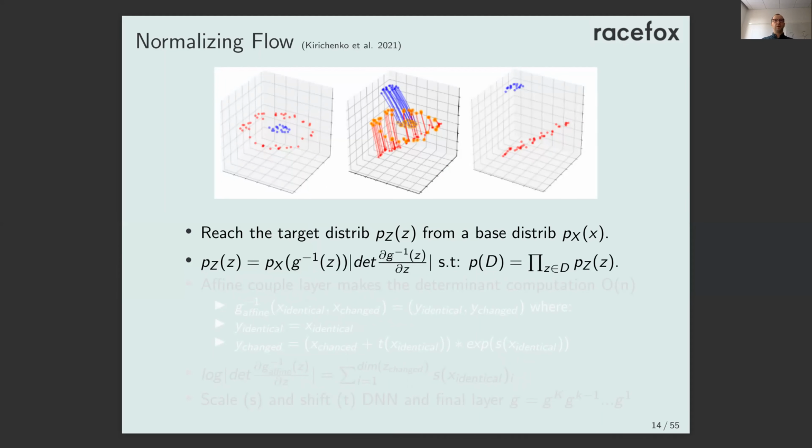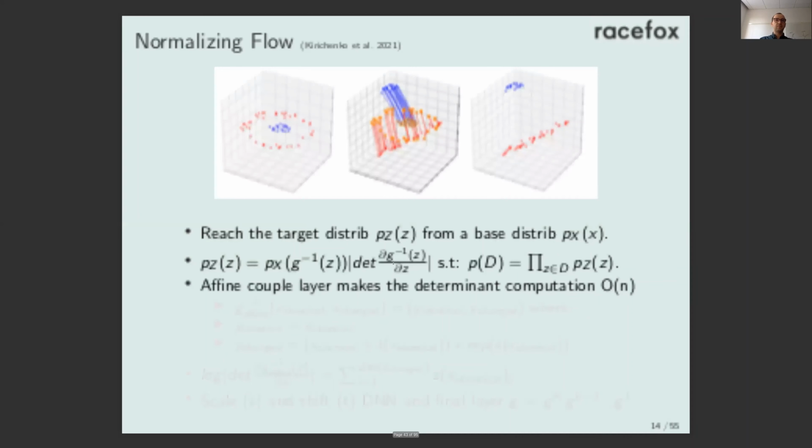But this is rather simple when you have a small dimensionality of the data, but it becomes really complicated when the dimensionality of the data is very high. And why is that? That is because you have to compute the determinant of a Jacobian, because this derivative here, in terms of a multidimensional distribution, becomes a Jacobian, and the determinant is not something that you compute in linear terms, but it is on the third order.